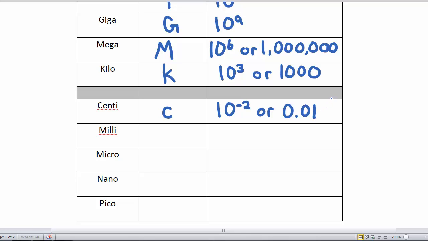As a quick refresher for you, if you want to write an exponent of 10 as a decimal, you start with a 1.